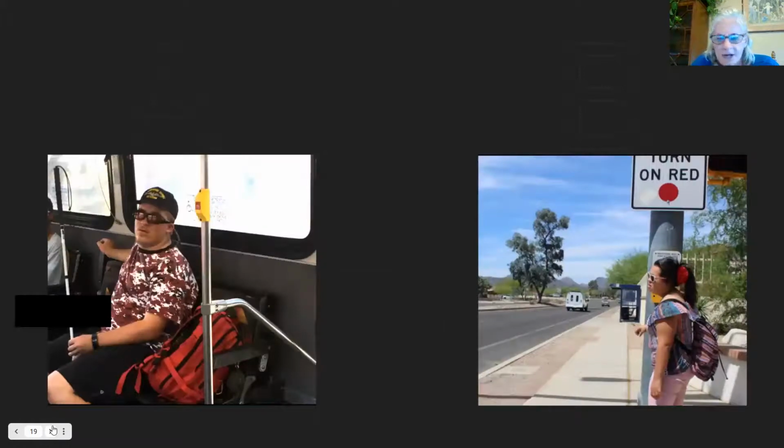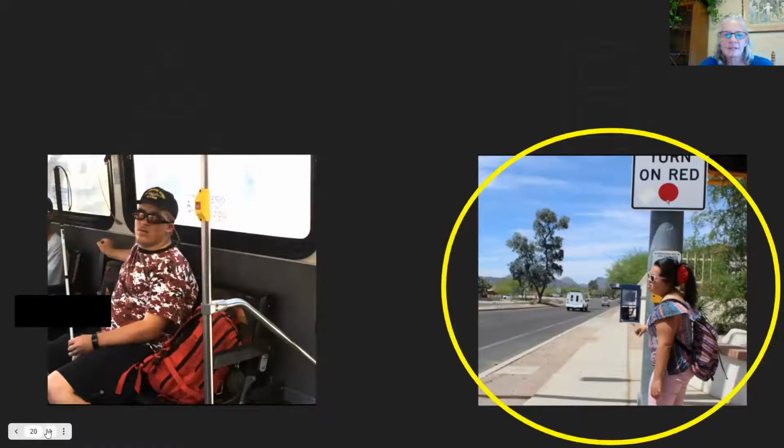Which one of these is a pedestrian? Is it A or B? Said B, you would be correct. The lady standing next to the turning sign.